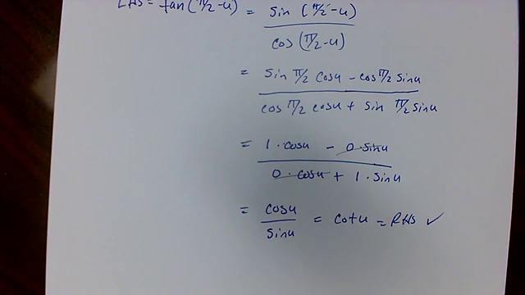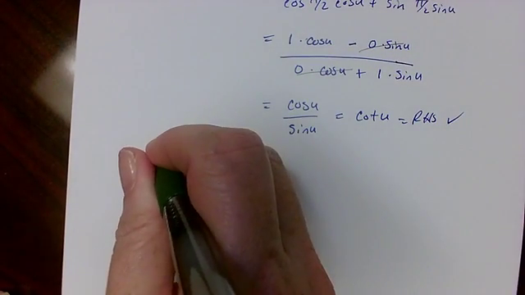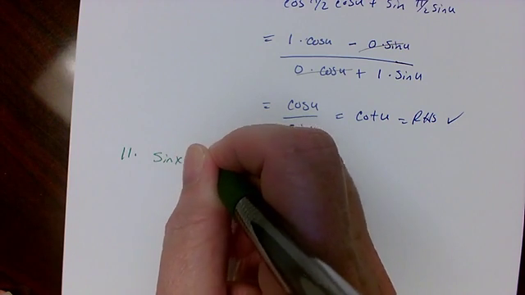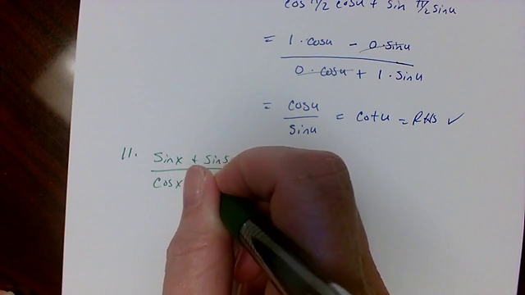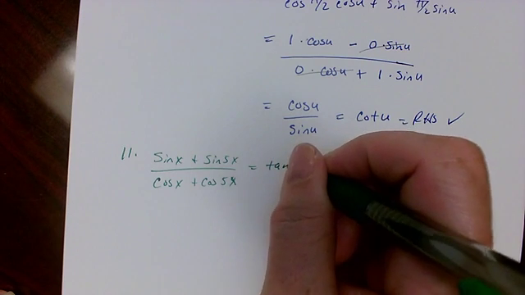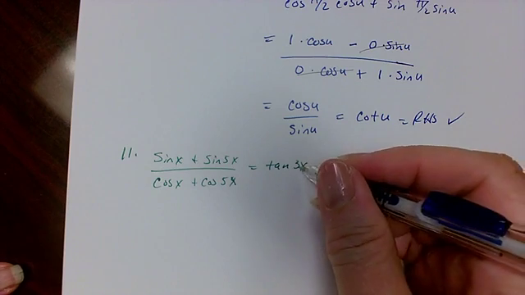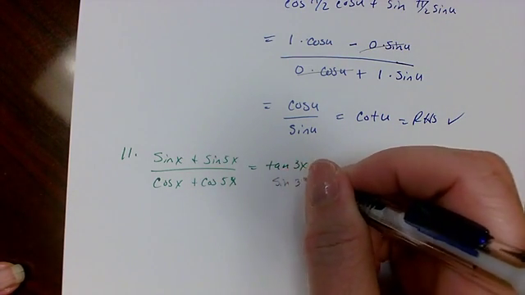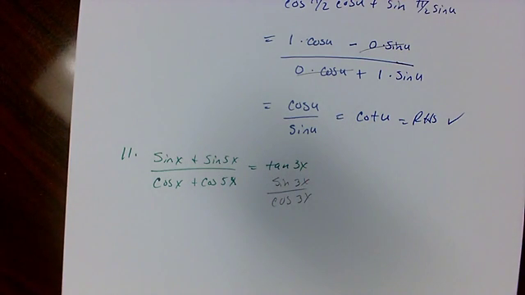All right, the next one we're looking at is going to be sine x plus sine of 5x over cosine x plus cosine of 5x is equal to the tangent of 3x. So as we look at this, this is going to be our more complicated side. But this side here I want to write in terms of sine and cosine so I know where I am headed with my problem. So in this case, we are going to use our sum to product.